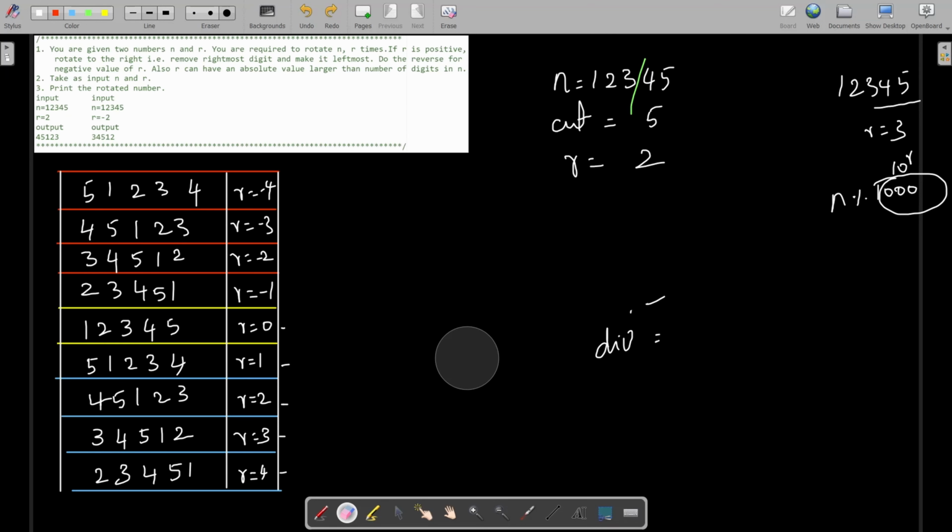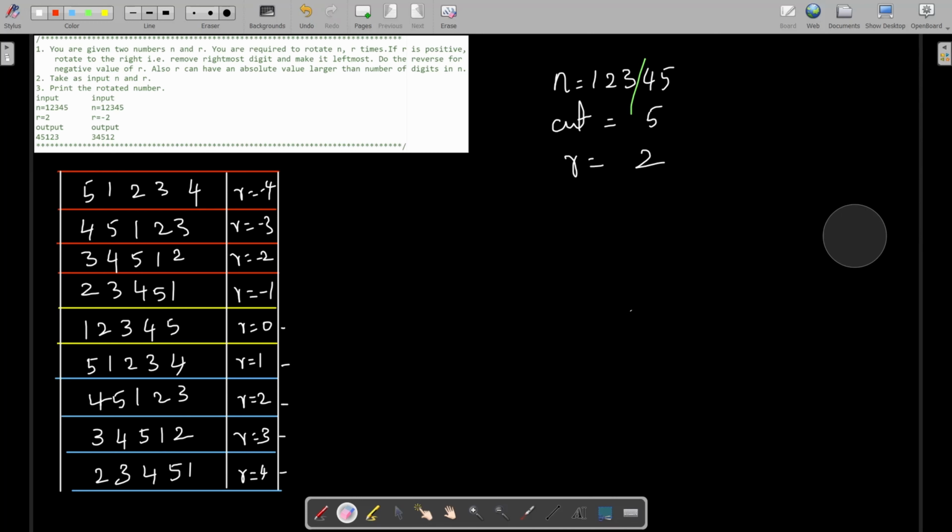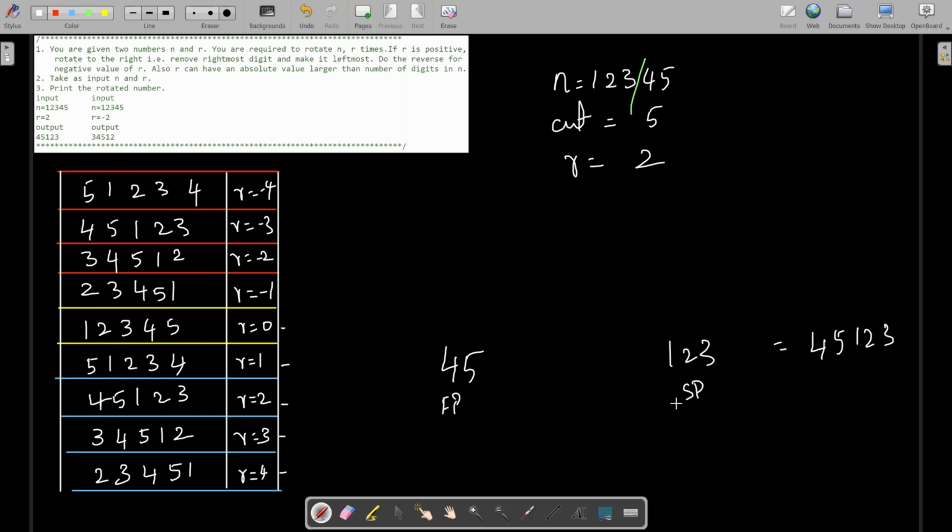So let's discuss here. I have a first part here. First part is 45 and my second part is 123. So for the next step, I have to construct the number 45,123 with the help of this first part and second part. How can I make that? It's very simple. 45 into 1000 plus 123. In this case, it is 1000.